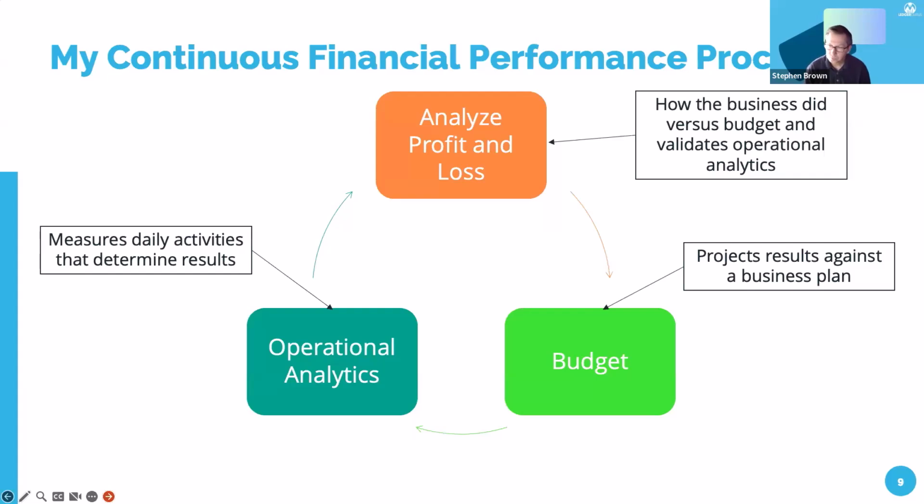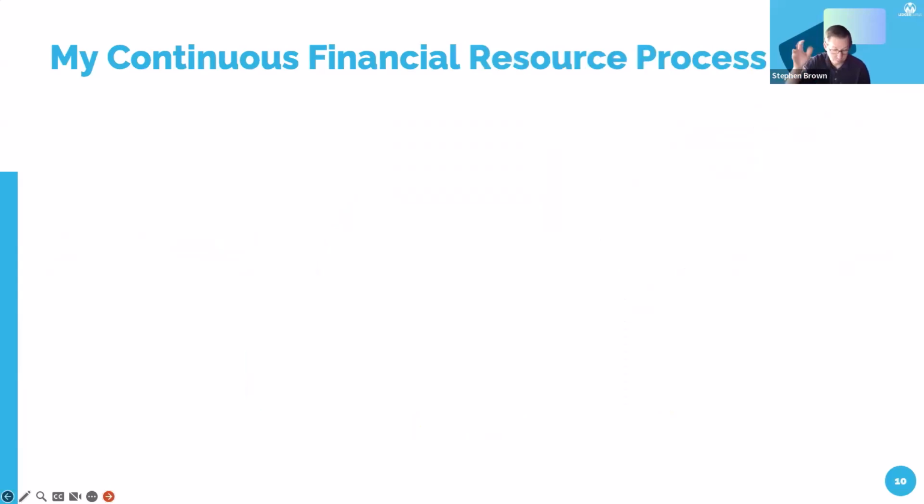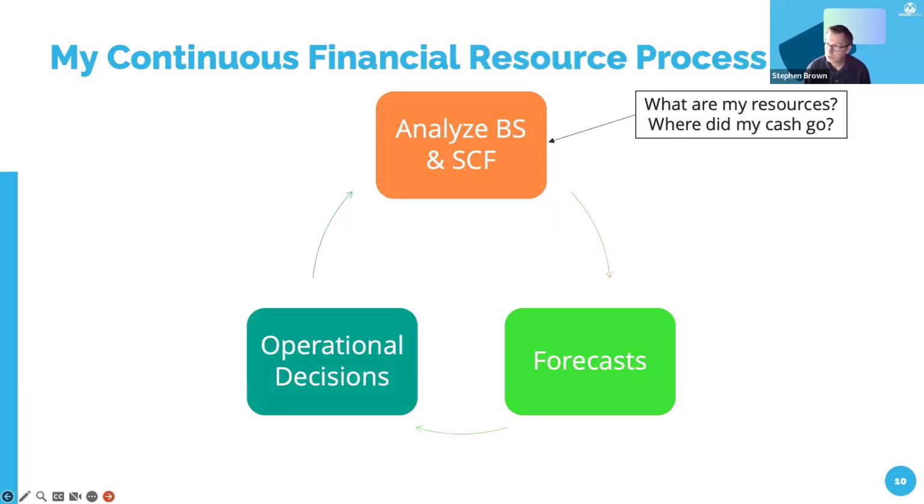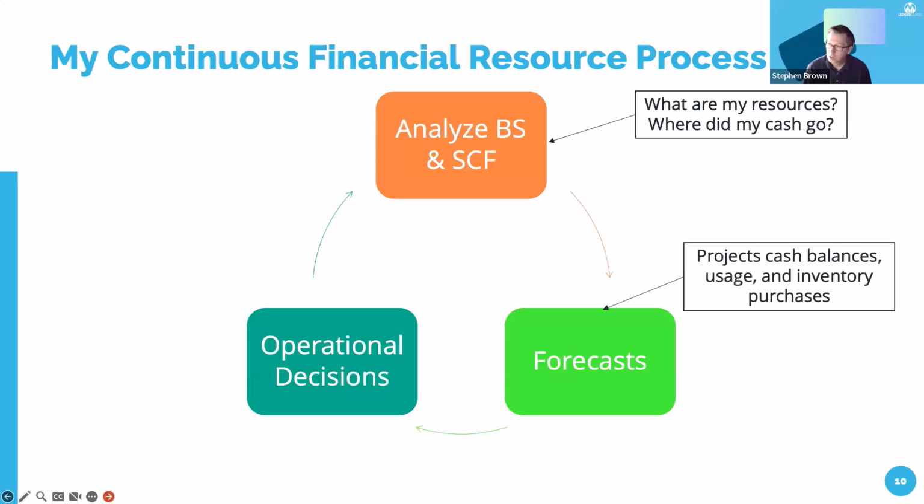to make decisions. I have a similar process that really deals with cash and inventory, which are the two key things on the balance sheet that we're dealing with the most, and actually your payables and loans. So I'm analyzing my balance sheet and statement of cash flow. I'm forecasting, and we're making operational decisions. Usually when we're analyzing, we're trying to figure out what our resources are. Where did my cash go? On the forecast, we're particularly looking at cash balances and usage and inventory purchases. Those are the key things. Also, with the cash usage, that gets into debt and other things.